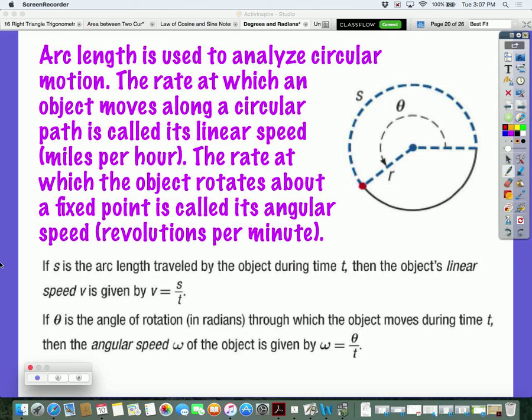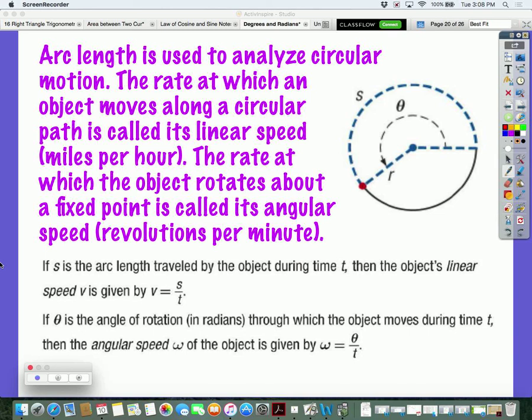Can you repeat that one more time? Yes. The object's linear speed is represented by v. S is your arc length. And we just did a few problems on how to find arc length, so that shouldn't be anything too challenging. And then t is your time. So to find your linear speed is v equals s divided by t.